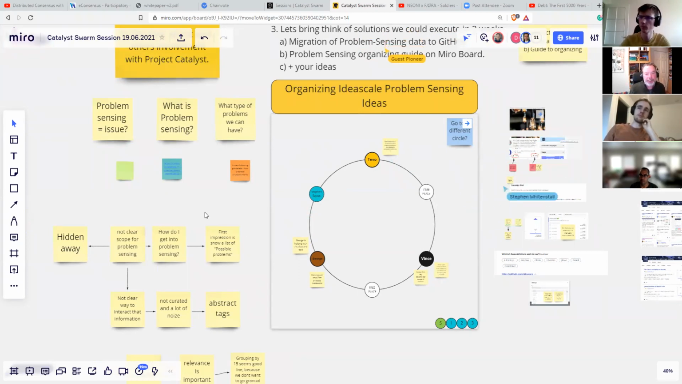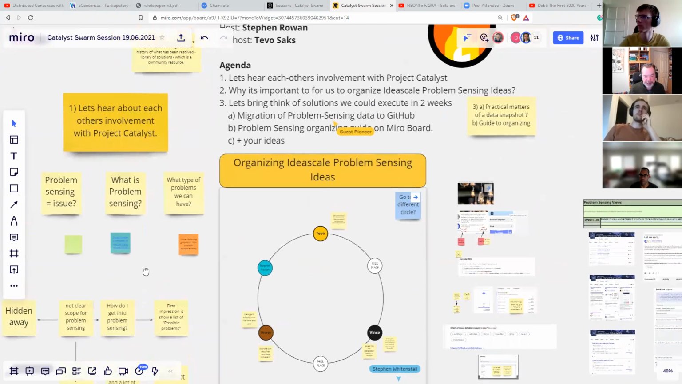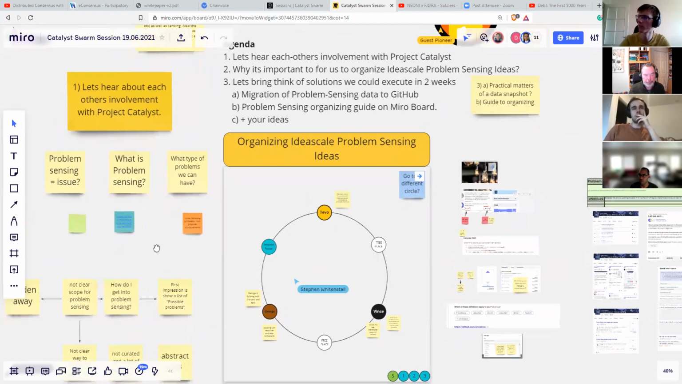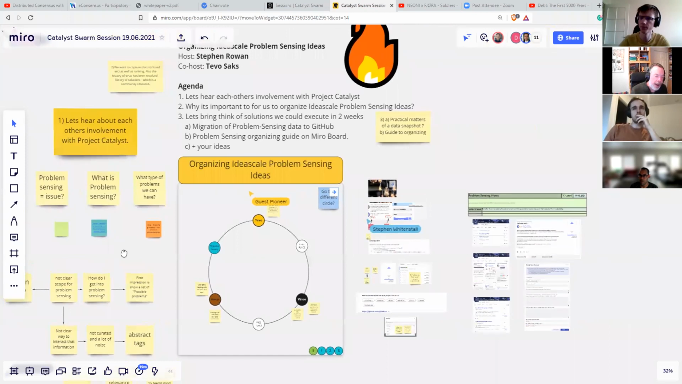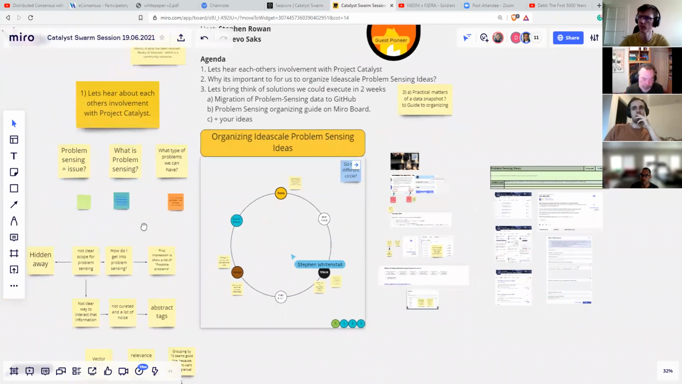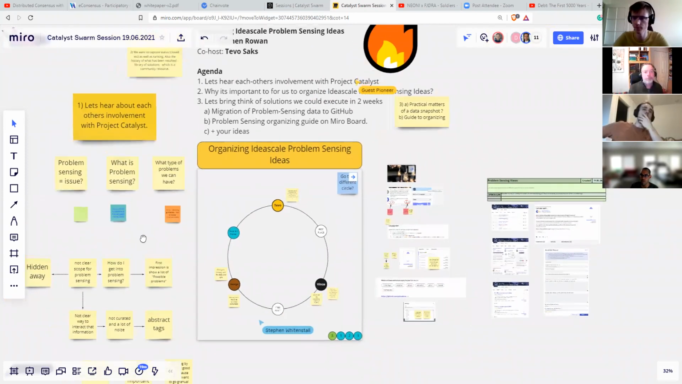Given the data that is there, maybe we should discuss how the data is structured. I don't know what you think, George, about that.